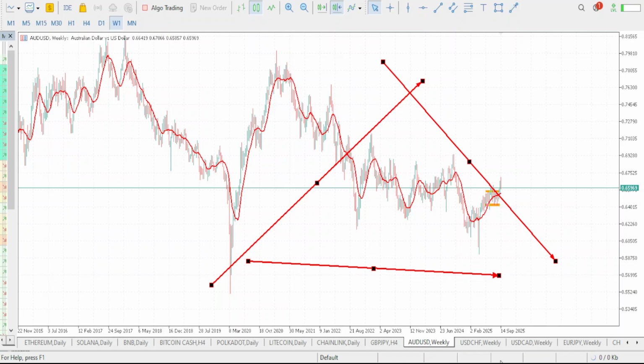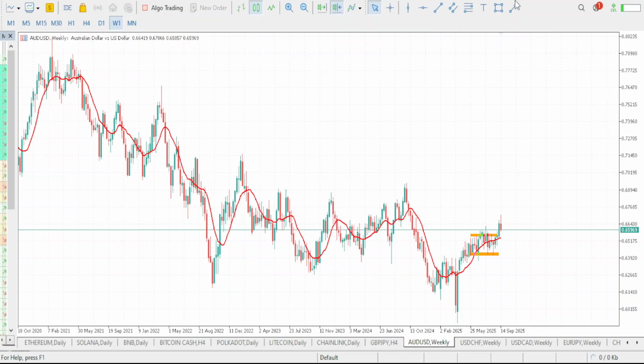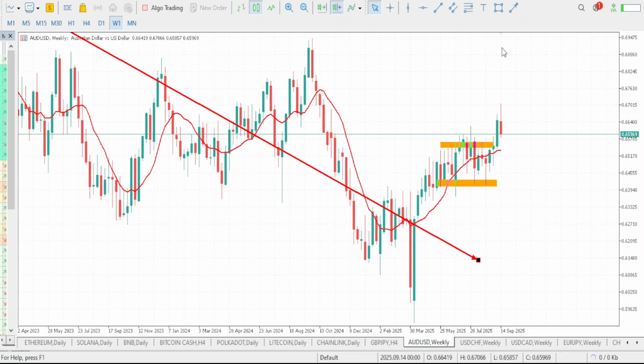So the overall trend on our AUD USD is clearly on a downtrend move. That is the overall trend. But we have the overall trend and we have the current trend. Have that in mind, right? The overall trend on AUD USD is a downtrend move, but the current trend is literally an uptrend move. So currently, market is trending to the upside.